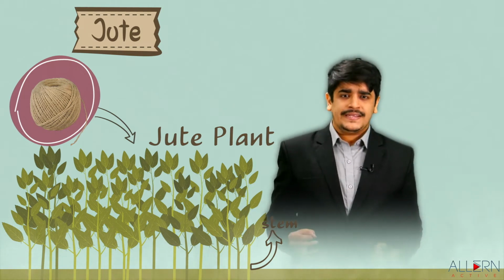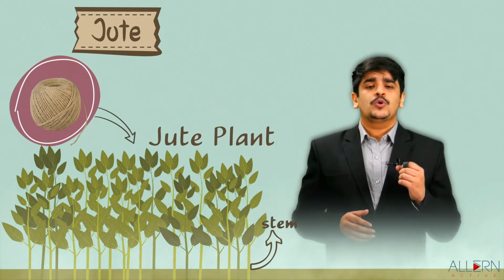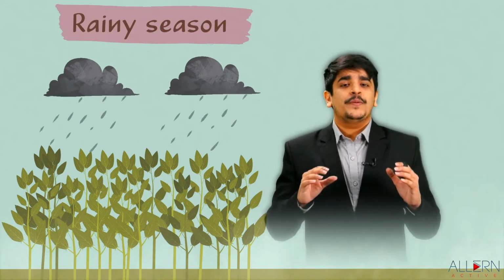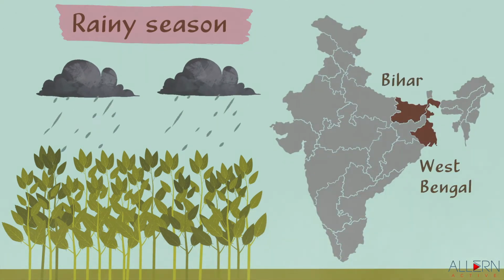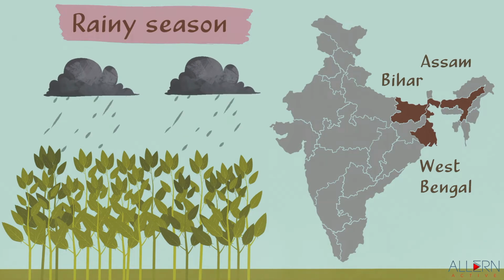Wonderful. Next, the jute plant is going to grow when? During specifically the rainy season. And where does it have maximum production? The maximum production is in the states such as West Bengal, Bihar and Assam. Next, what do we have?